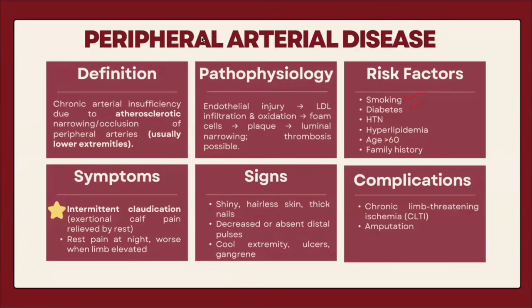There's hypertension that's causing the endothelial injury itself, hyperlipidemia, age over 60, because over time, as your body starts to age, it's going to develop these changes, and family history of PAD, family history of hyperlipidemia, anything as such can make you more prone to it. Now, a key word for you at this point is intermittent claudication.